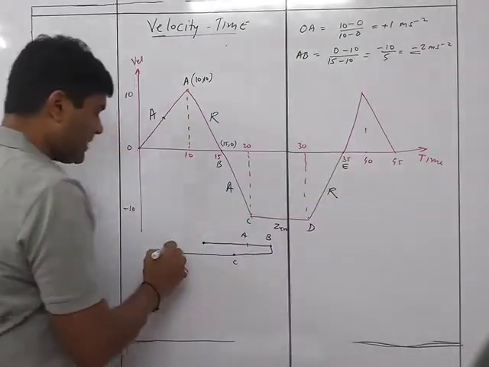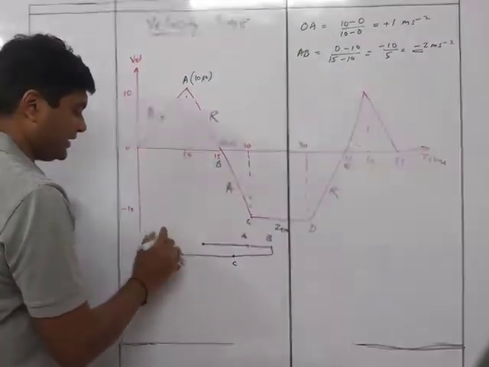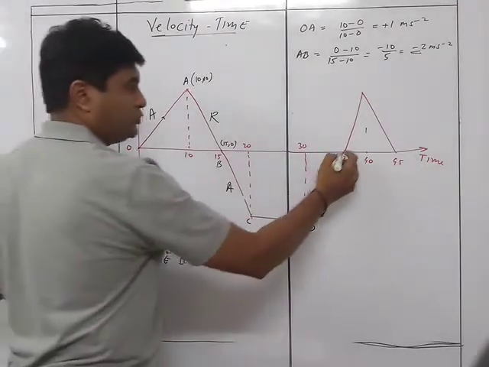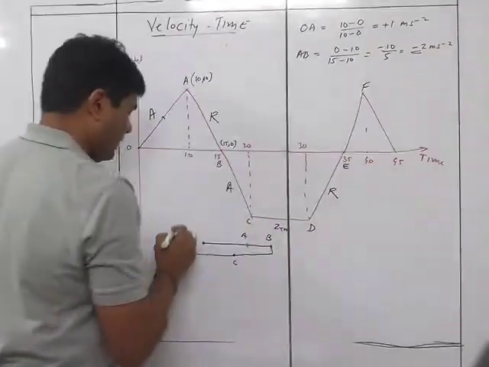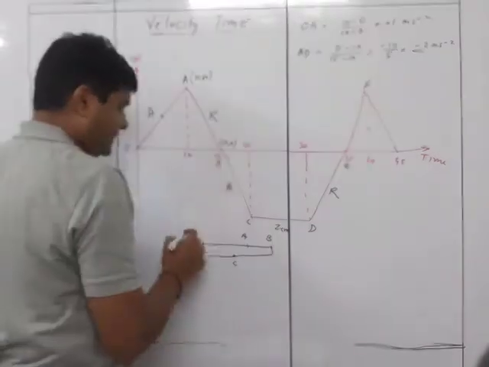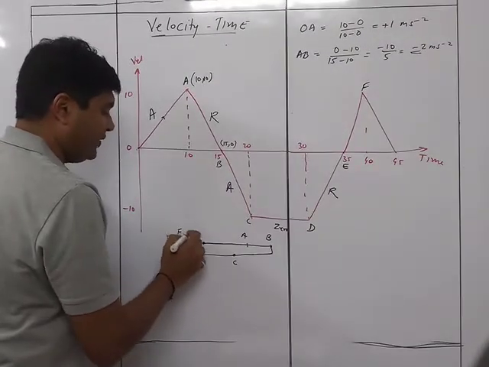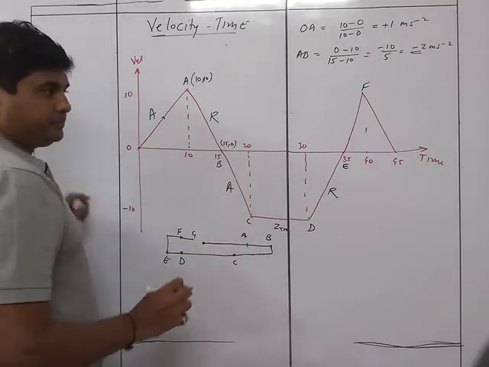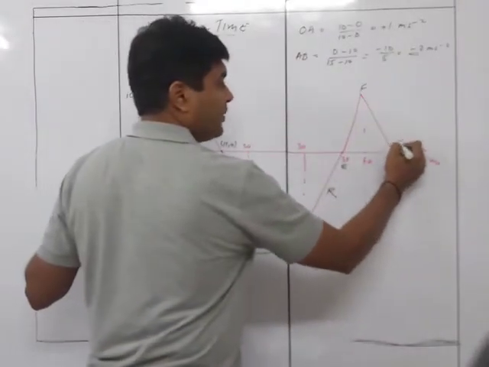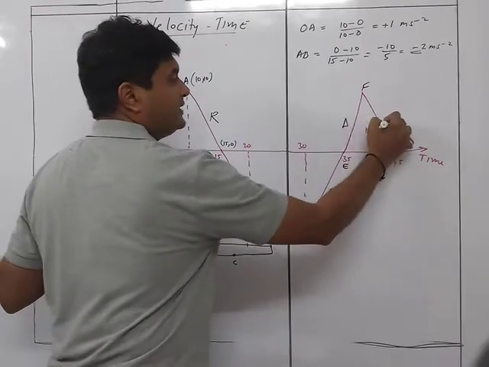On reaching this point over here, again there is a U-turn. They are taking a U-turn and coming to this point over here, F. So it is coming to the point F, and then it is retarding and coming to point G. That is, this is point G. So again, this is acceleration and this is retardation.